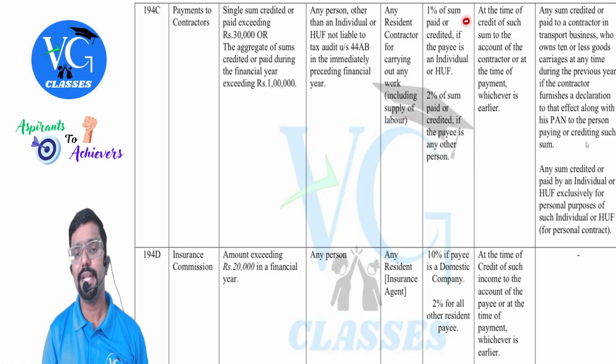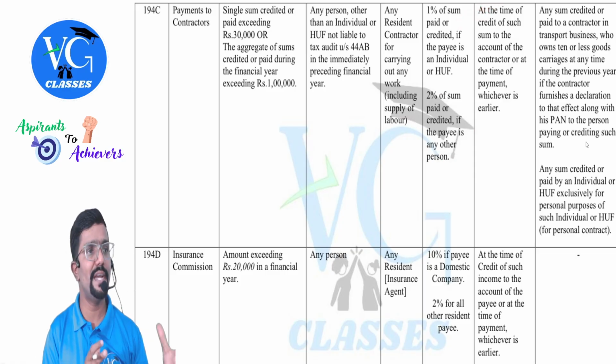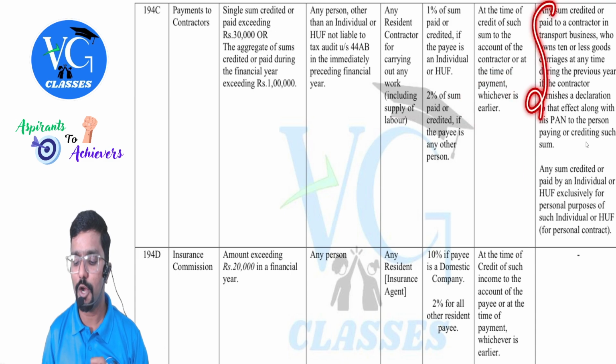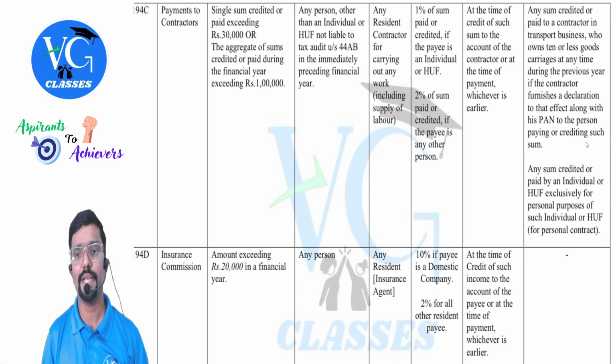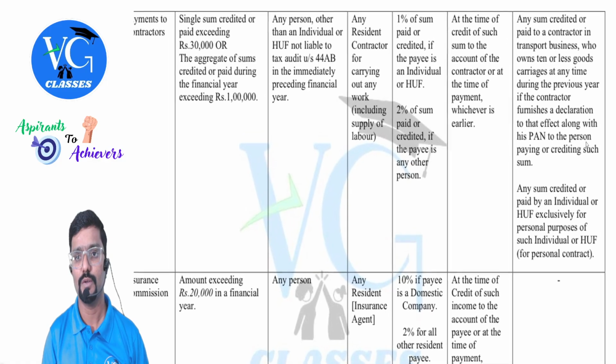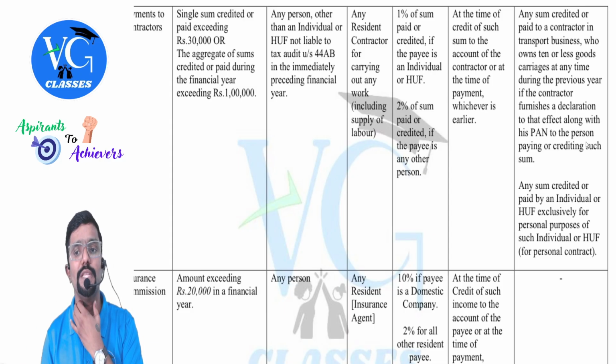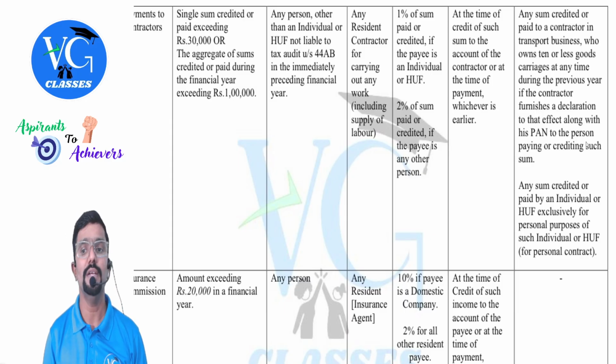Okay. When TDS has to be deducted? At the time of credit or at the time of payment, whichever is earlier. Next, when TDS should not be deducted, sir? In the following case, no TDS, guys. No TDS. When is it, sir? Any sum credited or paid to a contractor in the transport business who owns 10 or less goods carriages at any time during the previous year, if the contractor furnishes a declaration to that effect along with his PAN to the person paying or crediting such sum.